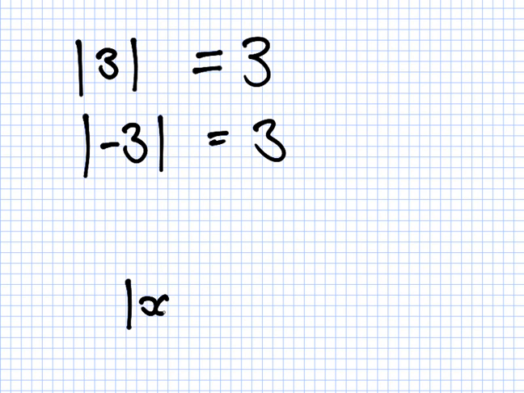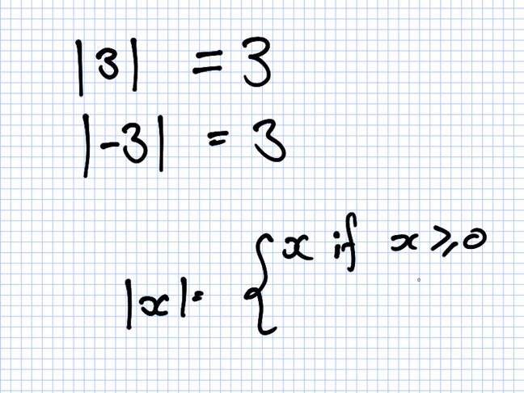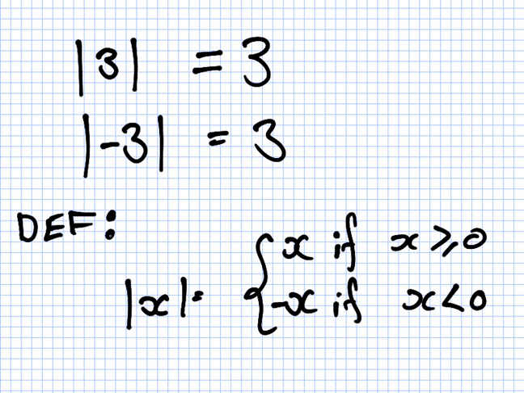The modulus or absolute of x is x if x is positive. In other words, nothing happens. And we change the sign if x is negative. This is the definition of the absolute function.